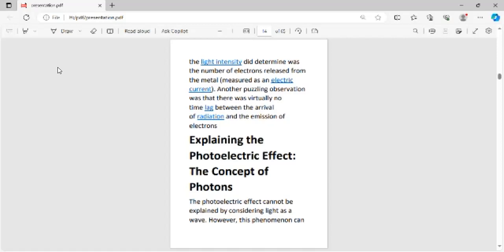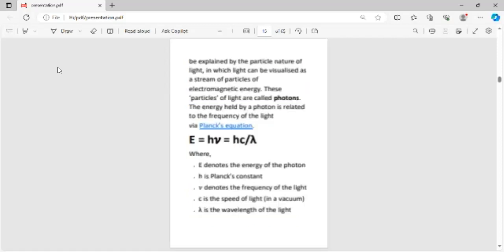Explanation. The photoelectric effect cannot be explained by considering light as a wave, as I talked about earlier. However, this phenomenon can be explained by the particle nature of light, in which light can be visualized as a stream of particles. These small particles are called photons. The energy of a photon is equal to the product of frequency and Planck's constant.